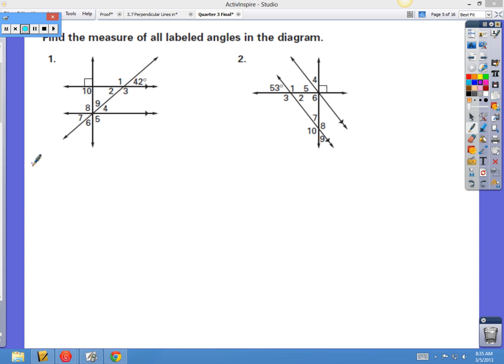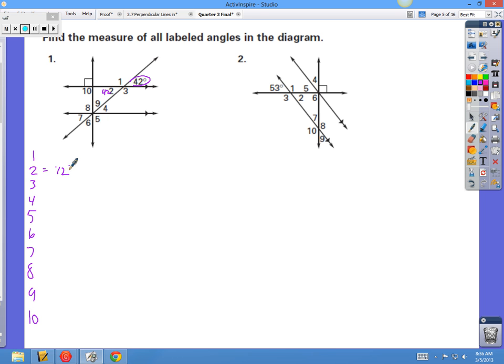Alright, so find all the missing angles. Let's just maybe make a list. 1, 2, 3, 4, 5, 6, 7, 8, 9, 10. And let's start with this. If that's 42, this will also be 42. So we get 2 is 42.